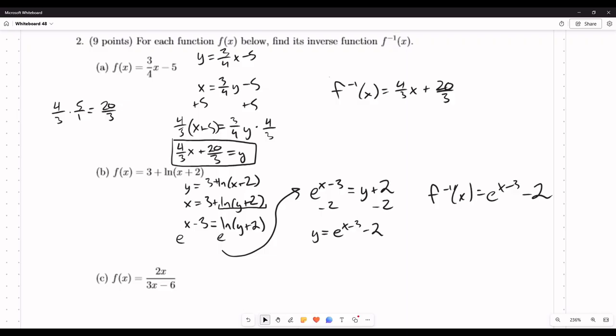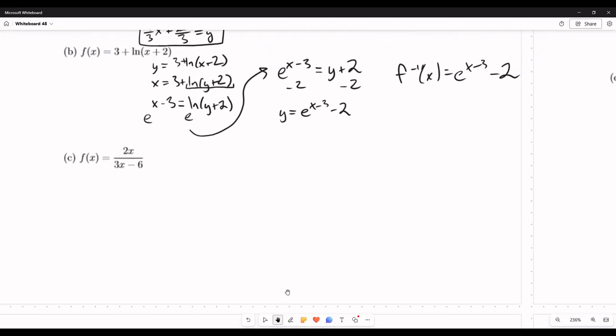Last but not least, here's a problem which is on the harder side of our inverse function solves. But we're going to follow the same steps. Start by writing y equals 2x over 3x minus 6, and then we'll flip the x's and the y's. The problem here is that I have y's in the numerator and the denominator. So the first thing I'm going to do is clear the fractions.